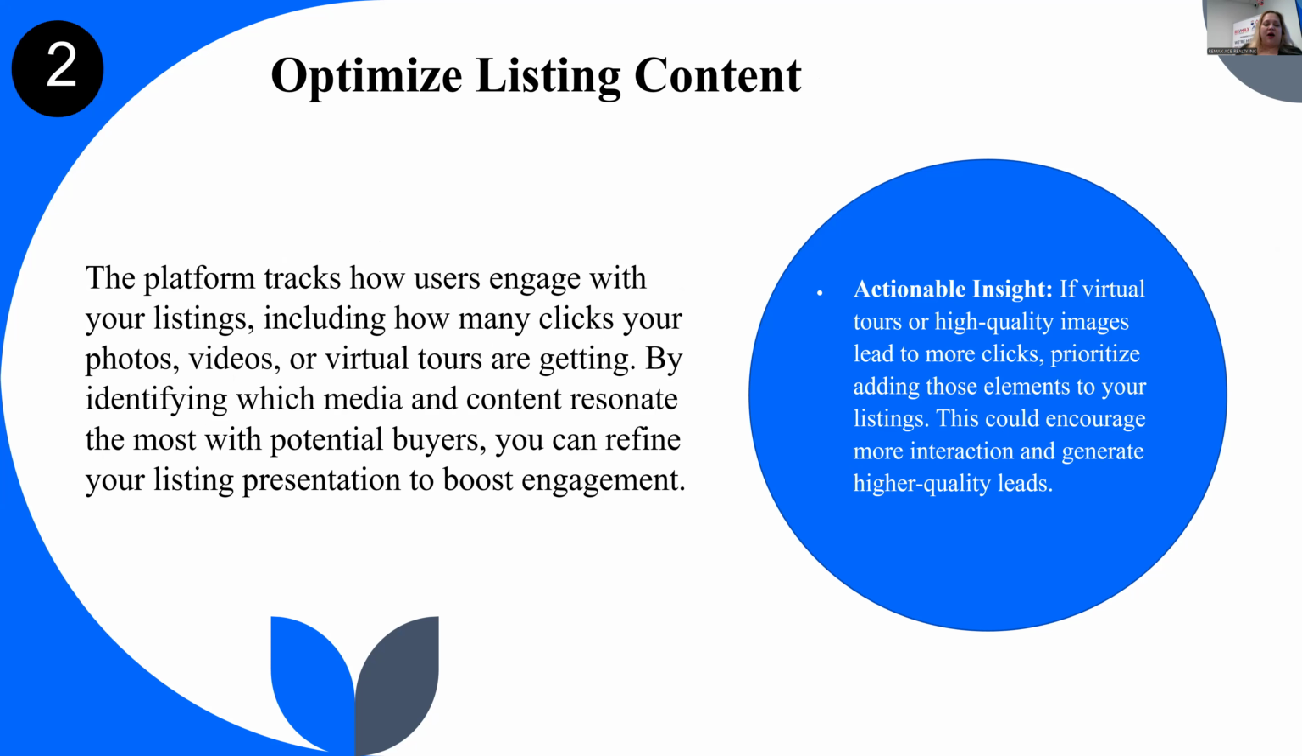We can optimize our listing content. Because it tracks how users engage with our listing and how many clicks are on our photos, videos, virtual tours, by identifying which media and content resonate the most, we can make sure of things like, oh, you know what? I find that when I do drone photos in the countryside, when I have a cottage listing or somewhere with a big property, it performs a lot better. So I'm going to make sure I do that for everything I get in this area.